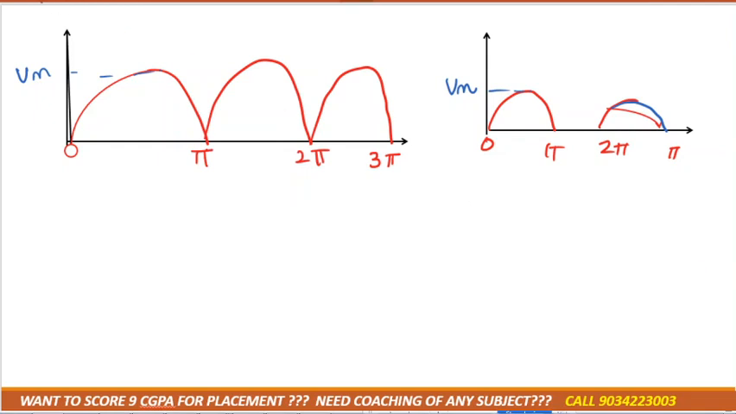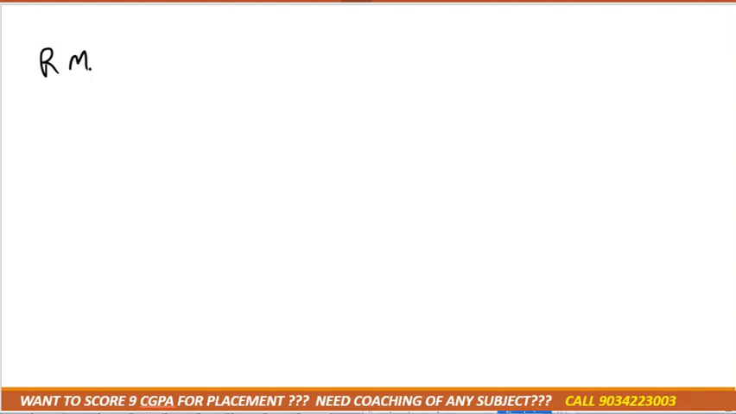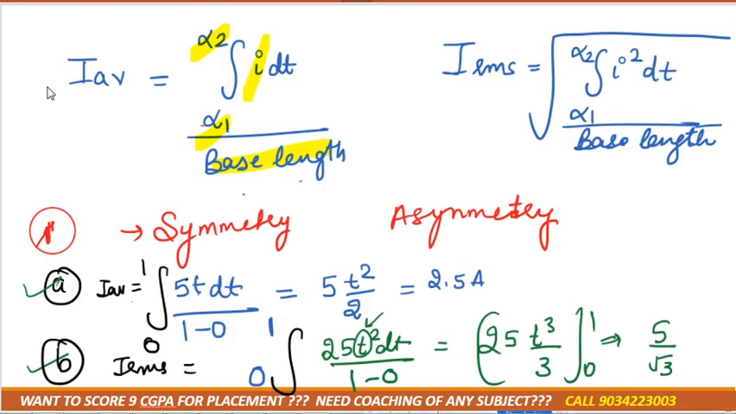Now see this kind of waveform, how can we solve it? In the x-axis we are having theta, and in the y-axis we are having v, right? So we need to calculate the same thing, that is RMS and average. Again we'll use the same formula which we have used in this case.